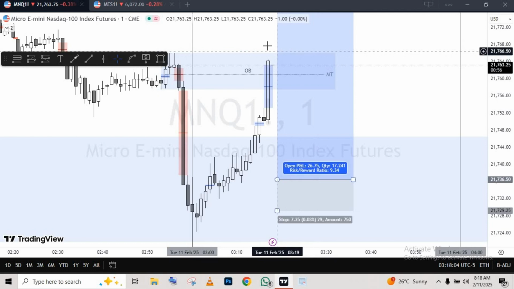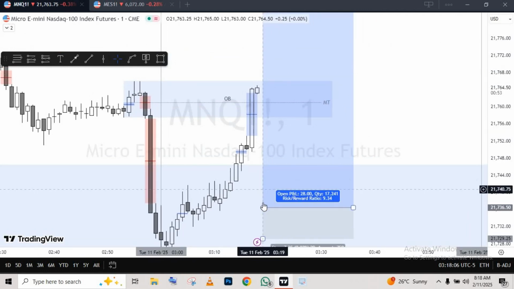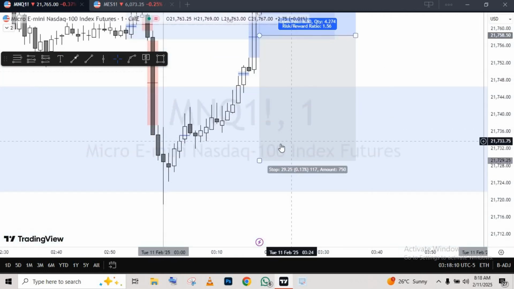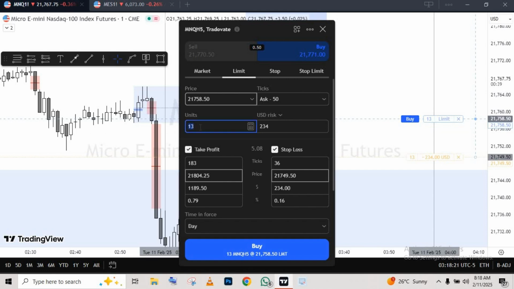All right, so finally we have the displacement that we wanted to have, and let's see if we do get a trade inside of that. I'm going to go with just 2 contracts, and let's see.